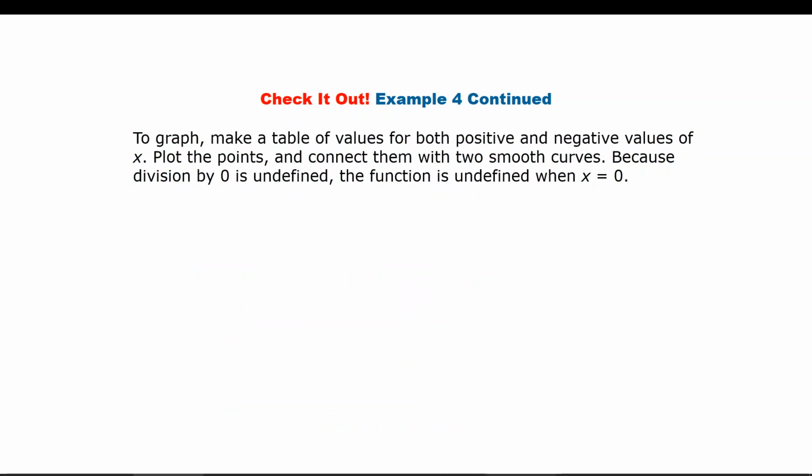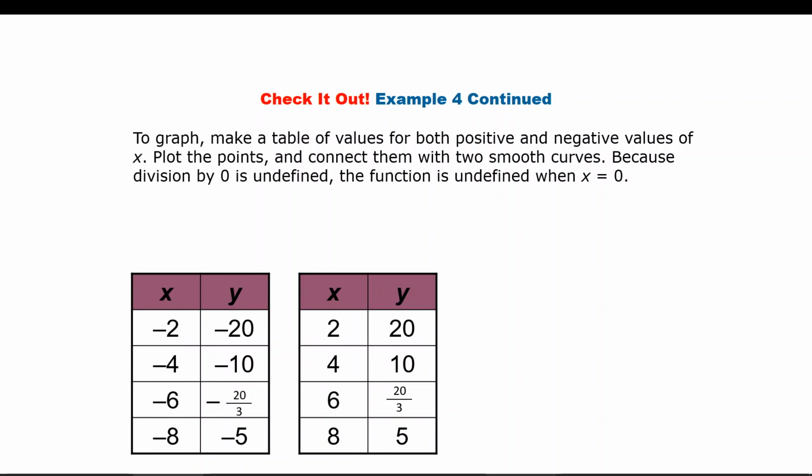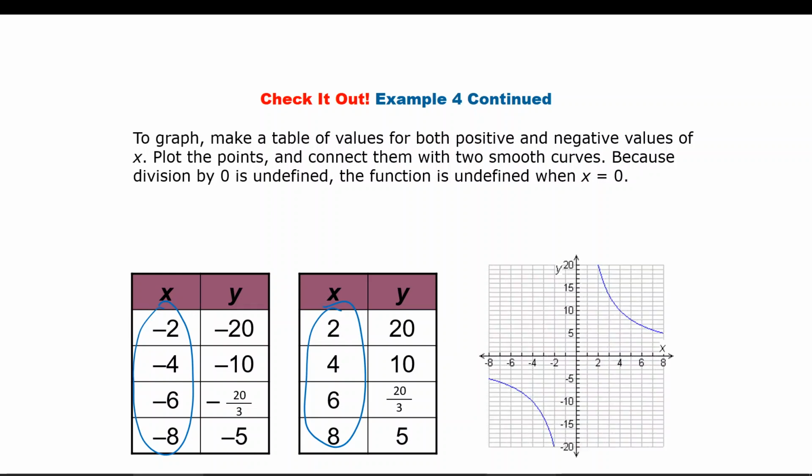All right, and again, we need to graph it. So once again, we're going to make two tables. We're going to use both negative and positive numbers. All right, and we're going to plot them and then make curves, two smooth curves. And once again, because division by 0 is undefined, the function is undefined when x equals 0.